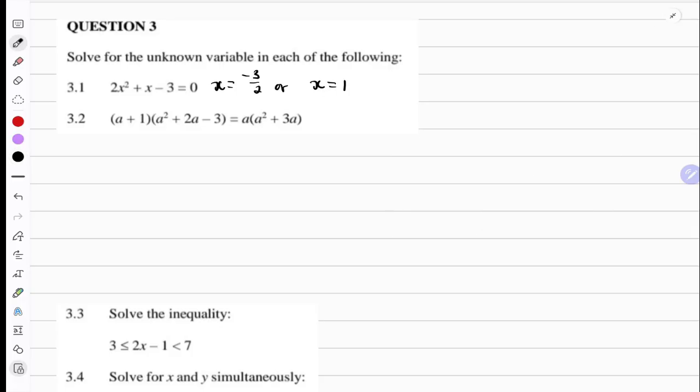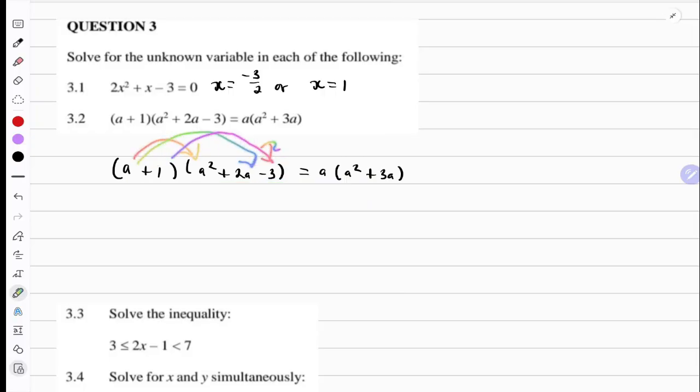So let's look at the second equation. Here we've got a plus 1 into a squared plus 2a minus 3 is equal to a into a squared plus 3a. So the first thing we need to do to solve this equation is eliminate all the brackets. So we need to distribute and use the distributive property.